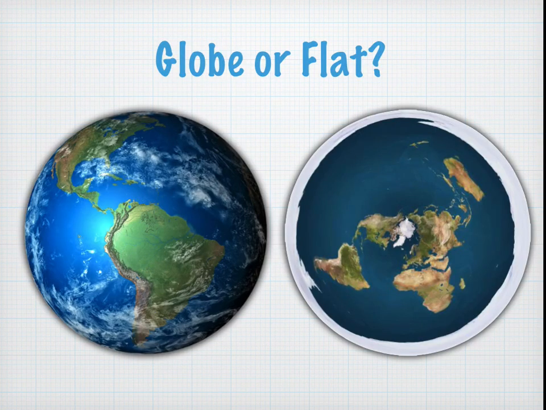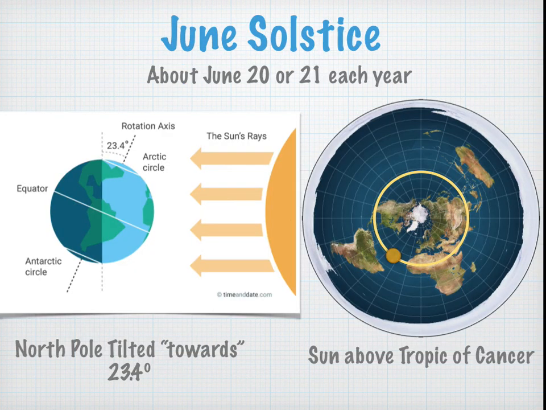So we're going to be comparing our expectations for a globe Earth versus a flat Earth. Just to remind you, on the June solstice, which is approximately June 20 or 21st each year, on the globe, the North Pole is tilted towards the sun, 23.4 degrees. Whereas on the flat Earth map, the sun is simply traveling a circuit above the Tropic of Cancer.